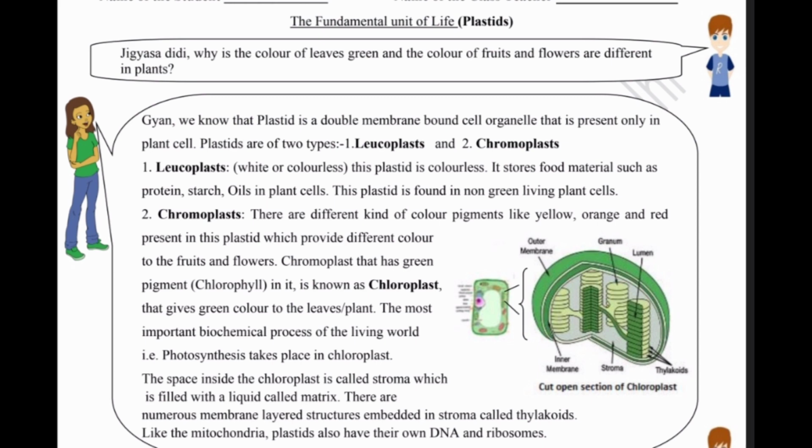Chromoplast that has green pigment, chlorophyll in it is known as chloroplast, that gives green color to the leaves of plants. The most important biochemical process of the living world, photosynthesis, takes place in chloroplast. The space inside the chloroplast is called stroma, which is filled with a liquid called matrix. There are numerous membrane layered structures embedded in stroma called thylakoids. Like the mitochondria, plastids also have their own DNA and ribosomes.